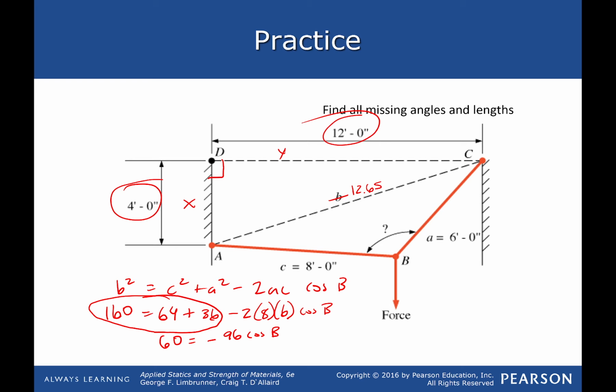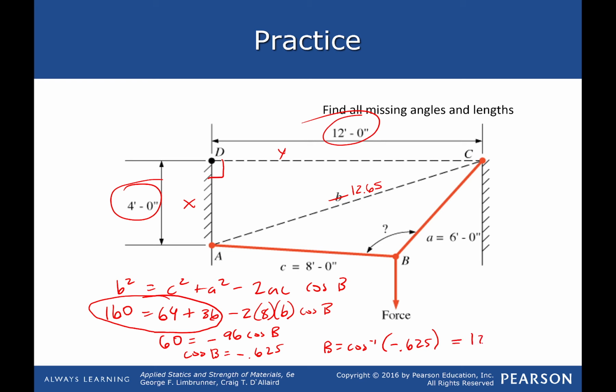Nice. So what's 60 divided by negative 96? So 60 divided by negative 96 is equal to negative 0.625. So cosine of b is equal to negative 0.625. Looks good. And so b is going to be equal to cosine to the negative first of negative 0.625. Let's plug in our calculator and see what we get. Shift cosine negative 0.625. And I get 128.6. Nice. Loving this.